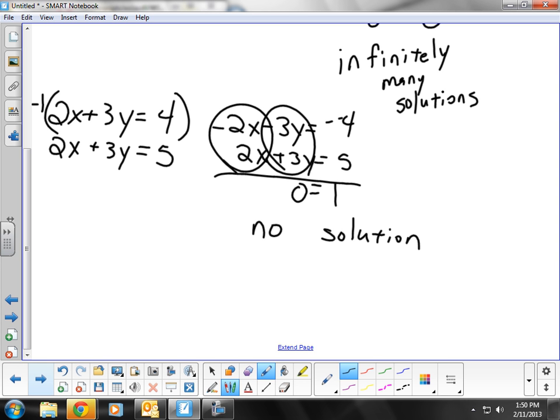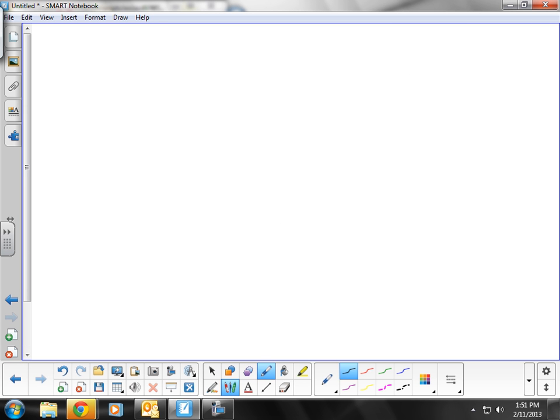Any questions? These types of equations have names. Okay, we can classify these types of systems of equations. The ones that have one solution are called consistent. Consistent means that they have a solution.